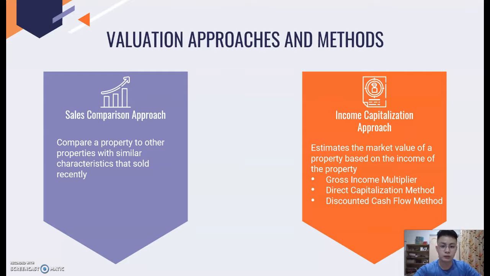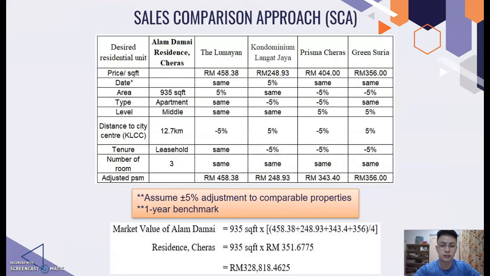In this assignment, we are using sale comparison approach, direct capitalization, and discounted cash flow methods to compute the market value of the chosen property. In sale comparison approach, the properties that we compare to Alam Damai Residency Cheras are Rumah Yang, Condominium Langat Jaya, Prisma Cheras, and Green Surya. Firstly, we assume a plus minus 5% of adjustment to comparable properties and 1 year as a benchmark. After some basic calculation, we are able to get a market value of RM328K for Alam Damai Residency.